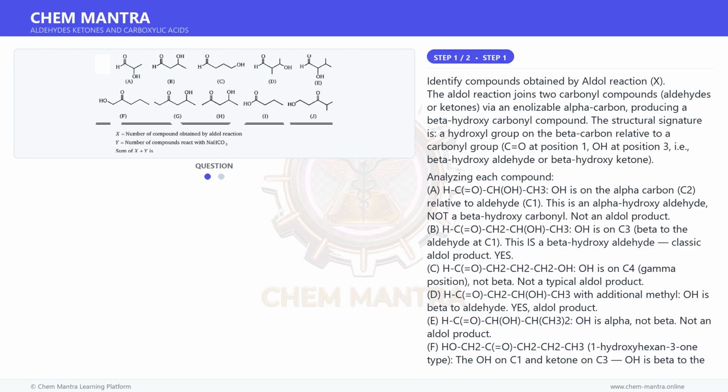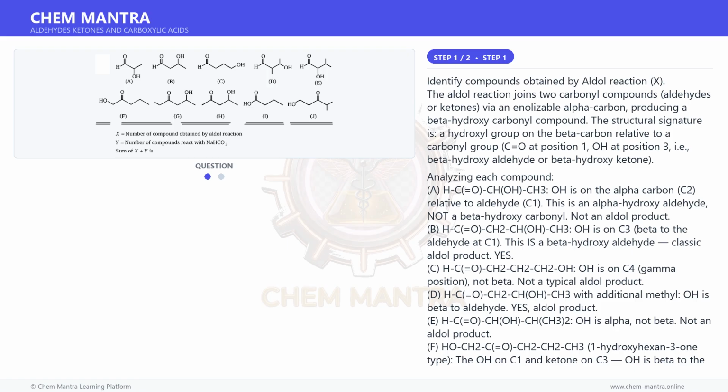Analyzing each compound. A, HC=O, CH, CH3, with OH on the alpha carbon, C2, relative to aldehyde, C1. This is an alpha-hydroxyaldehyde, not a beta-hydroxycarbonyl. Not an aldol product. B, HC=O, CH2CH, CH3, with OH on C3, beta to the aldehyde at C1. This is a beta-hydroxyaldehyde, classic aldol product.